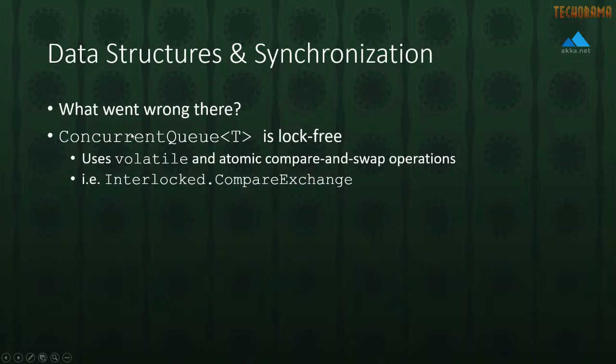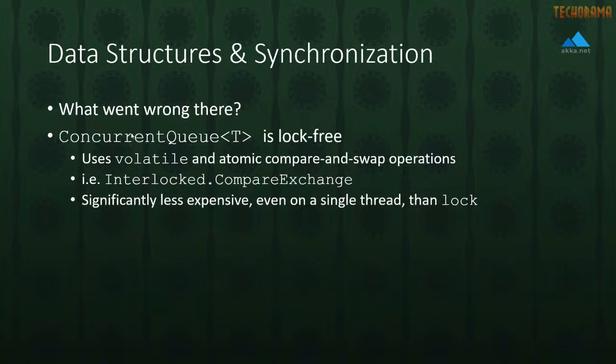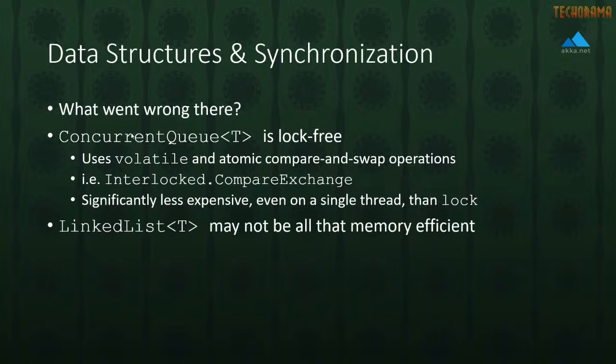However, Microsoft is the sort of company that can afford to do this really well at fairly low cost. So, as a software developer, you don't necessarily need to worry about that. If there was something seriously wrong with the concurrent queue data structure, Microsoft would find that pretty early on. Now, even on a single thread, these compare and swap operations are going to be significantly cheaper than using a lock.